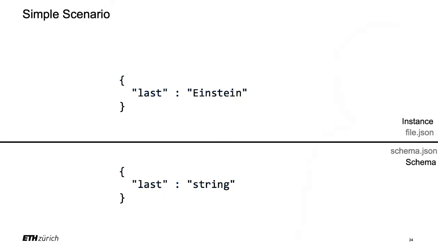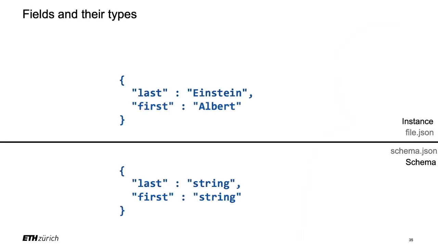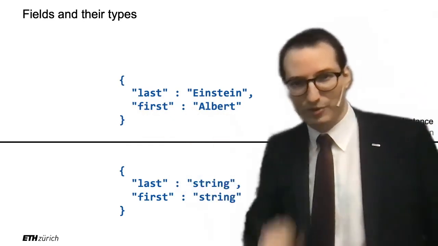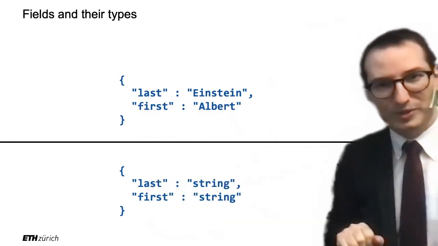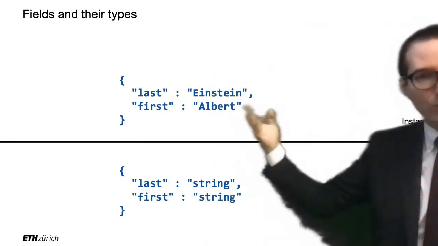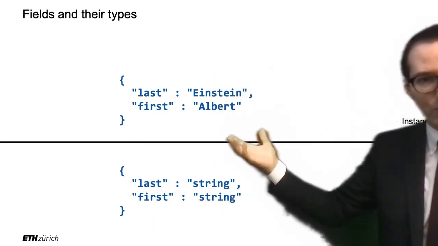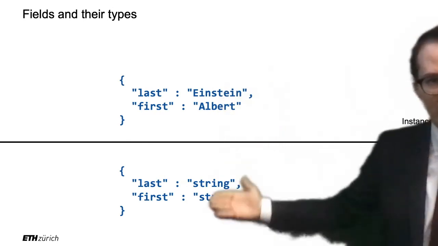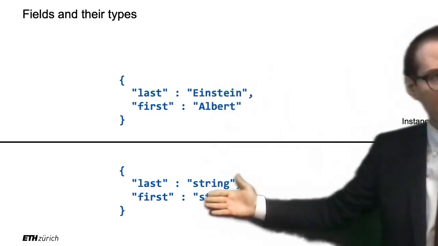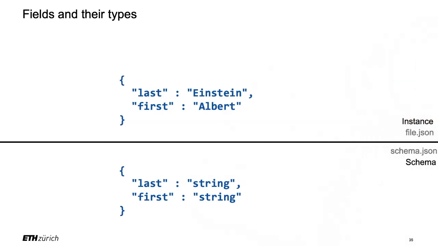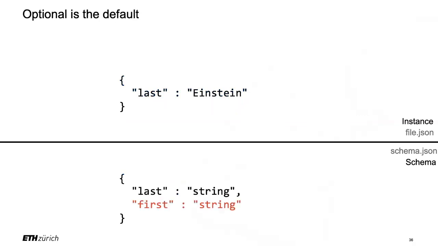Now, we can have more. So we can have last and first. Here we have last, Einstein, first, Albert, and I can have just last, which must be a string, and first, that must be a string. And you see, this is the way that JSON was designed in this compact syntax: there is something very similar in the way that the document looks and the schema looks, which makes it very intuitive. All right. For whom does that make sense? This is relatively easy.